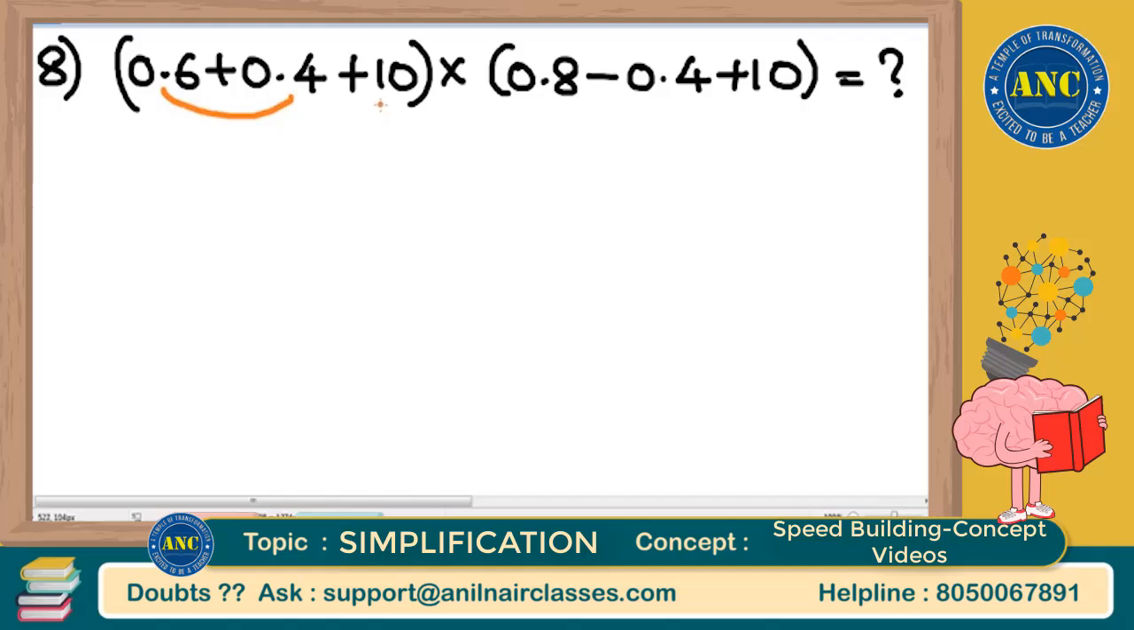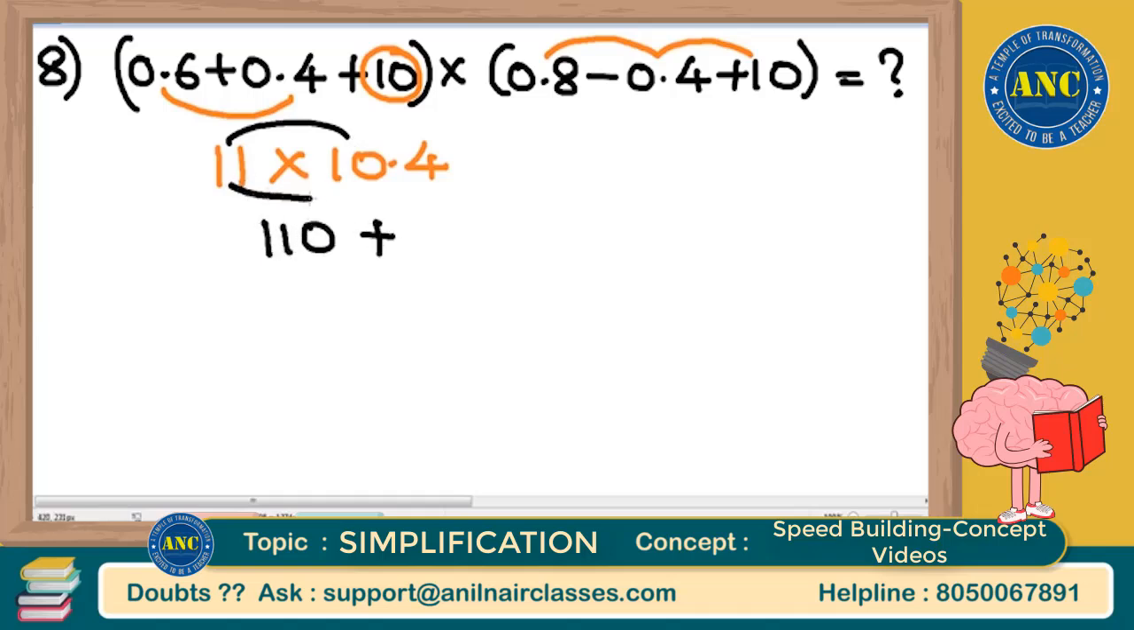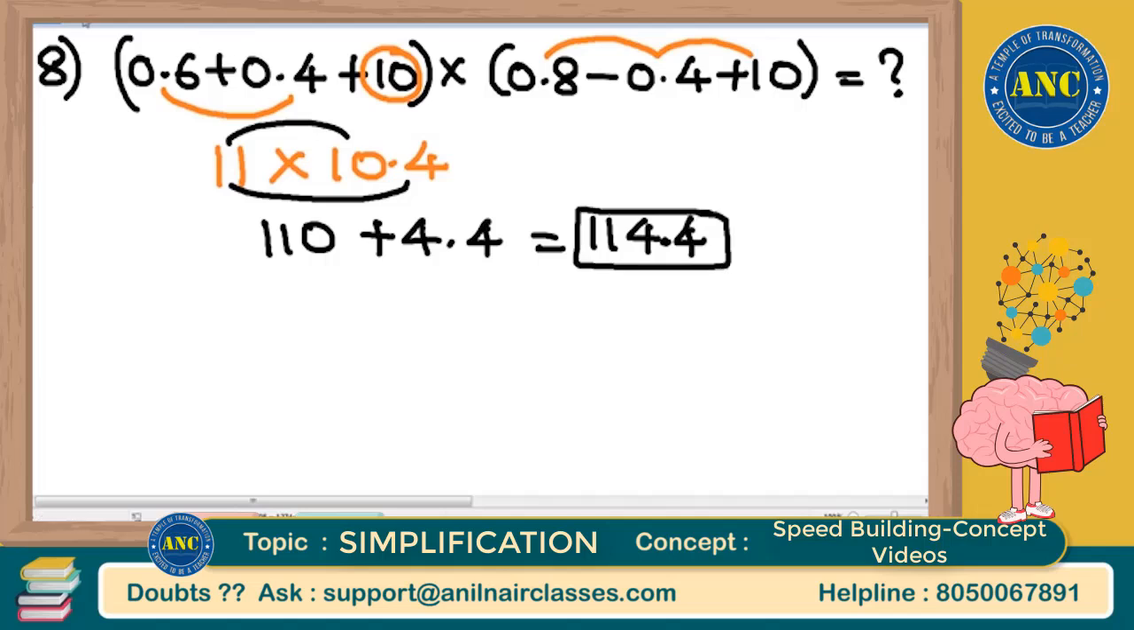0.6 plus 0.4 is 1. 1 plus 10 is 11. So this is 11 into 0.8 minus 0.4 is 0.4. 0.4 plus 10 is 10.4, and we already know how to solve this. Very easy. 11 into 10 is 110 plus 11 into 0.4 is 4.4. Answer should be 114.4. If I were to take my regular questions, not the examination question, I would have definitely skipped this question because it's a very easy question. But because it's an exam question, I thought I will take this also.